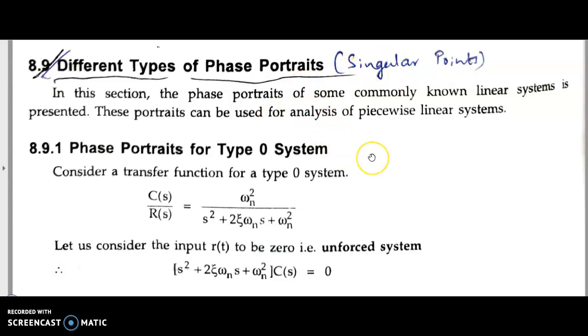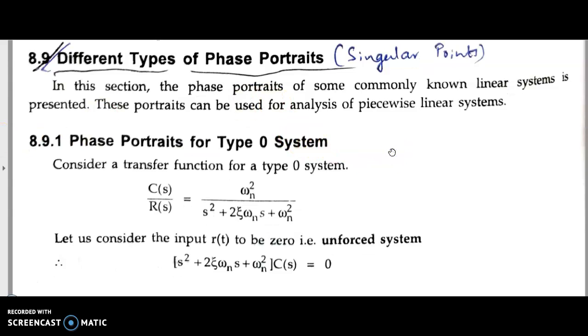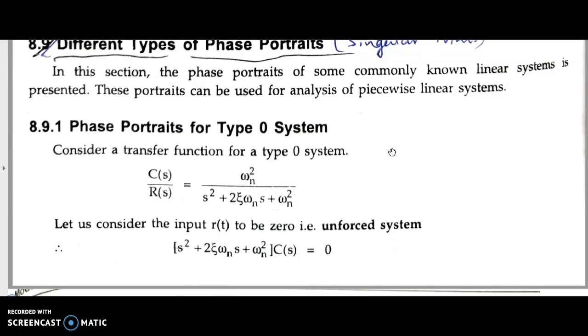See here, the phase portraits of some common non-linear systems are presented, already discussed in the previous video. The graph is nothing but, from the initial condition, you have to draw the different graphs. For different initial conditions you have to draw different graphs, so that you will get the different phase portraits. Here we have to use the different types of singular points, that is, types of phase portraits.